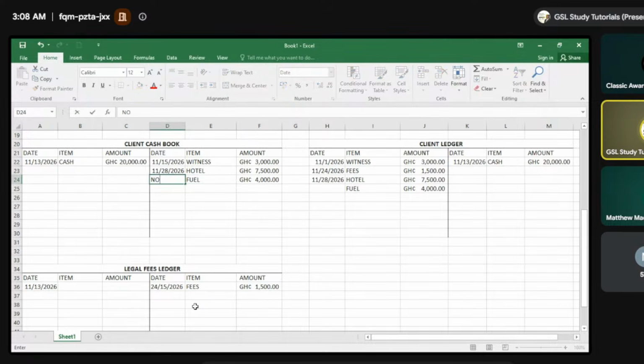November 28th. Good. We have established it. Okay, let's make progress. Our next transaction is November 29th.